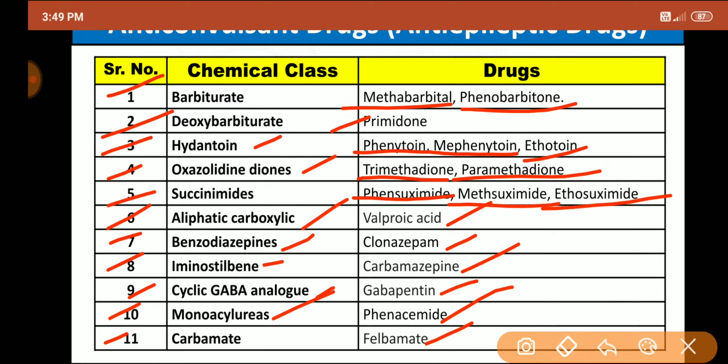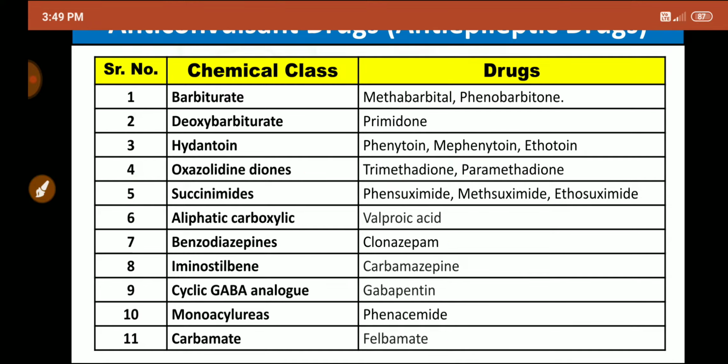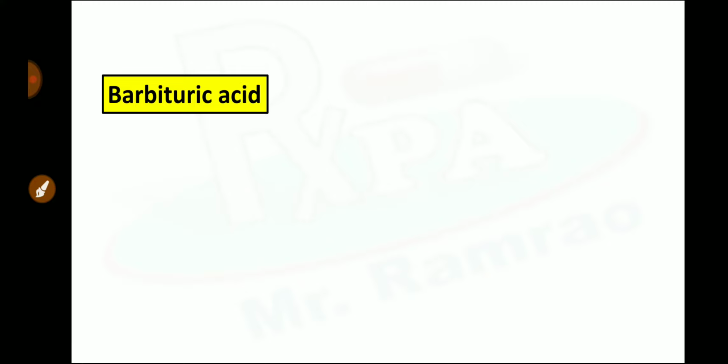One by one we are going to cover all the chemical classes with their structures and IUPAC names, and we'll see how they belong to those classes: barbiturate, deoxybarbiturate, hydantoin, all the classes, so that you can easily remember the structures with their IUPAC names. In the previous lecture, on sedatives and hypnotics, we have already covered the barbiturates and benzodiazepines. You can go there and watch that video also. The link is given in the description.